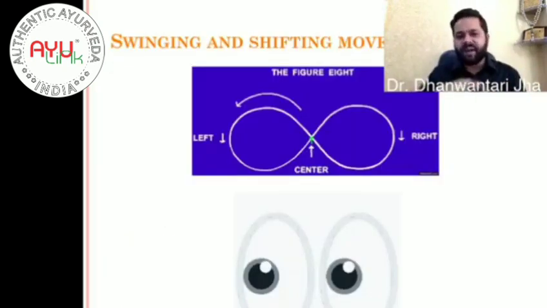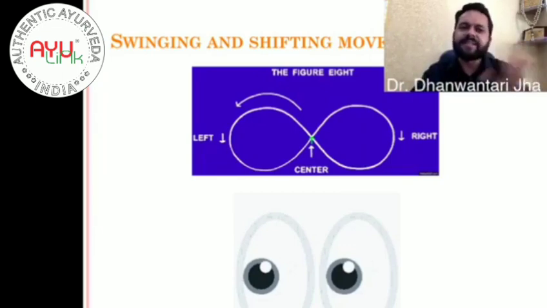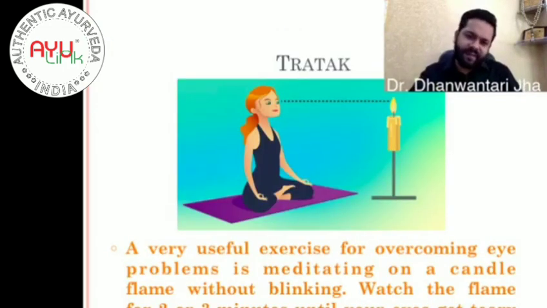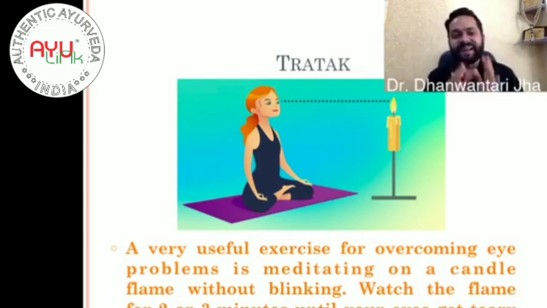Then there is a movement where you, in the air, you try making an 8 with both of your eyes. So you try to make a figure of 8 with both of your eyes. This is known as the swinging and shifting movements of your eyes. Then very famous procedure, the Trataka. Many people use candle for this, and as you can see in the image as well, that the lady cartoon character has used a candle there.